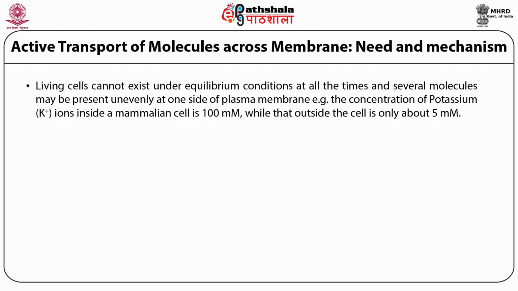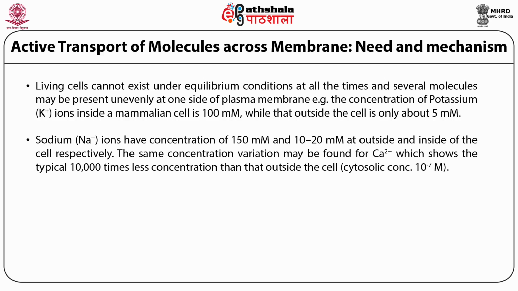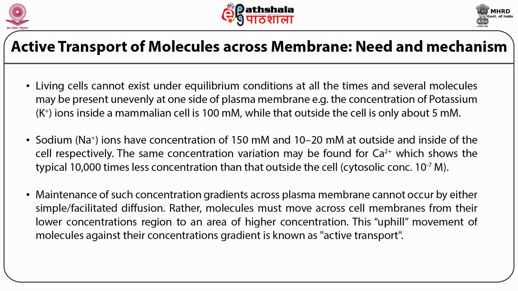Likewise, you will find that sodium ions have a concentration of 150 millimolar outside and 10 to 20 millimolar inside of the cell respectively. The same concentration variation may be found for calcium ions, which show a typical 10,000 times lower concentration than outside the cell, which means the cytosolic concentration is approximately 10 raised to the power minus 7 molar. So, maintenance of such concentration gradients across the plasma membrane cannot occur by either simple or facilitated diffusion.